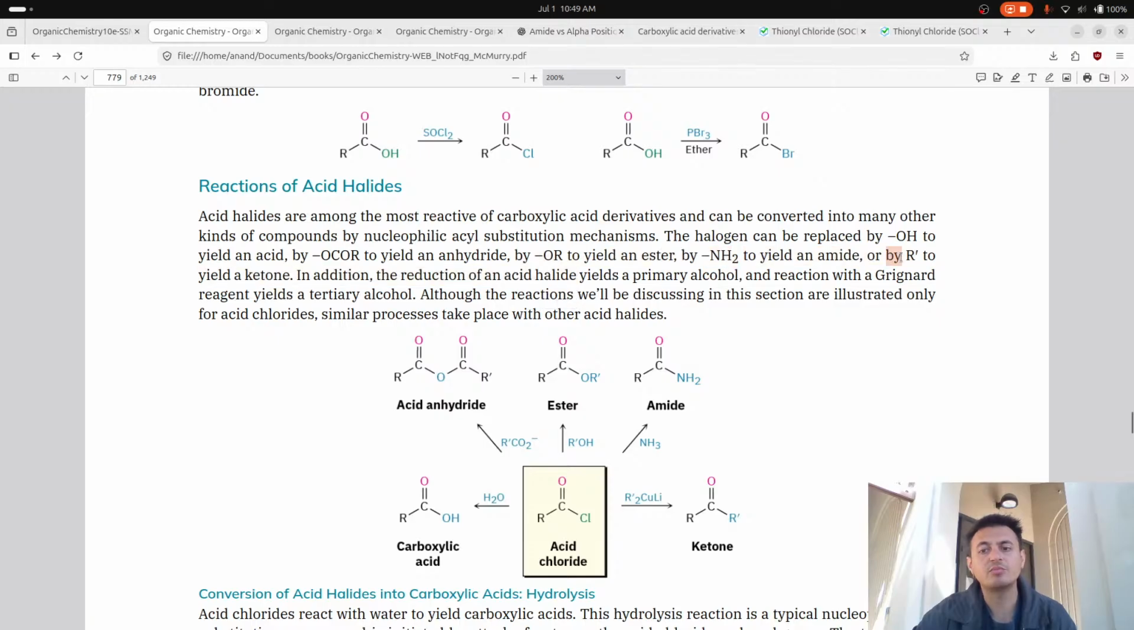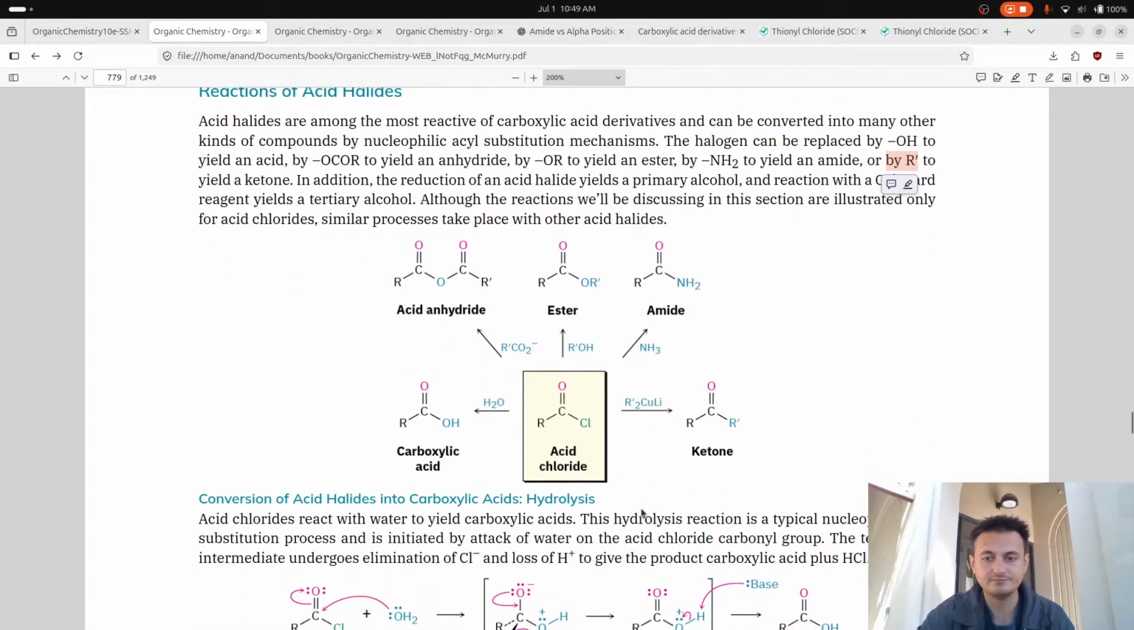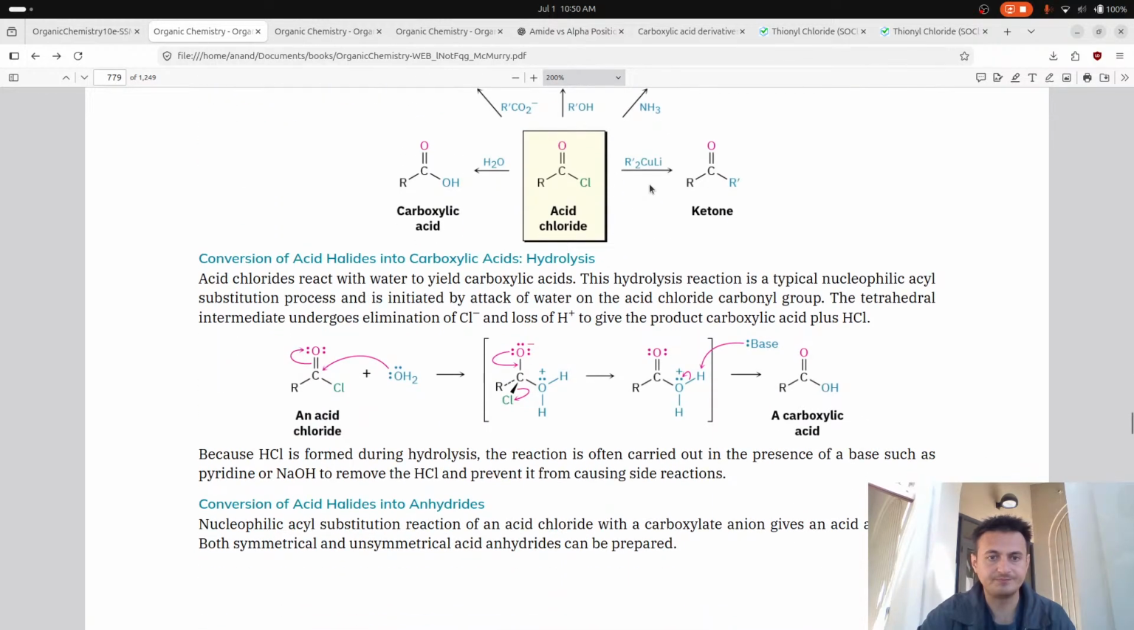Right, to get the R prime, this is the one that I messed up on in the homework. Actually, no, I think I literally just don't know how to do it. Okay. Oh yeah, see, I don't know how to do this. I don't know what this is about. R prime 2 copper lithium. We will learn about that.